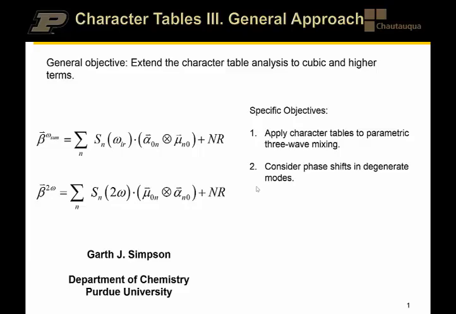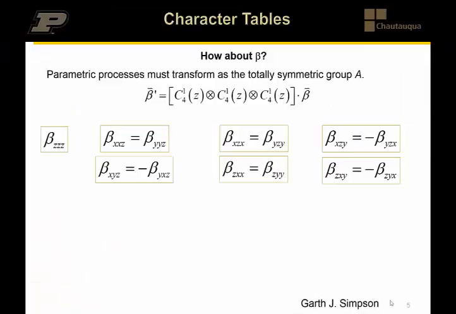Okay, now that we've done all the hard work of nailing down these character tables for linear optics, it's actually pretty darn straightforward to extend these same ideas to nonlinear optics. So when we now look at the full beta, it turns out because this is a parametric process, in other words, starting and stopping in the same state, it must transform as a totally symmetric group A with an eigenvalue of 1.